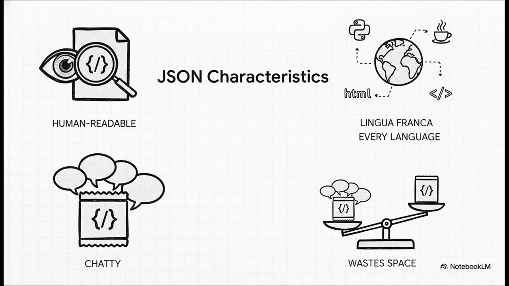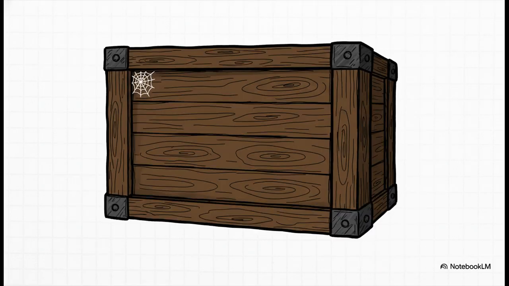So what makes JSON so popular? Well, for starters, it's text-based. That means you, a human, can actually open the file and read it, which is a huge deal when you're trying to figure out why something is broken. It's basically the common language, the lingua franca of the web. Pretty much every programming language can understand it. But it's got a downside. It can be a little chatty. It tends to waste space by repeating the names of the data fields, which we call keys, over and over and over again.